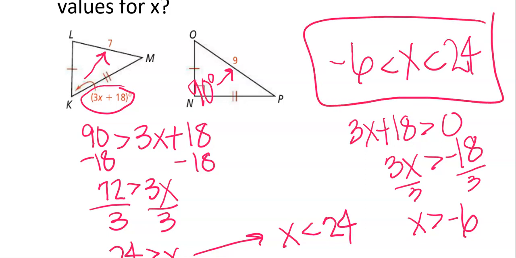So it doesn't really matter if you don't know where they go. They always go in that order. Smallest on the left, biggest on the right. Do not flip them over. I don't want greater than symbols because that's not how you say it. It's x is between -6 and 24. So you would choose all the numbers that are in between both of them.